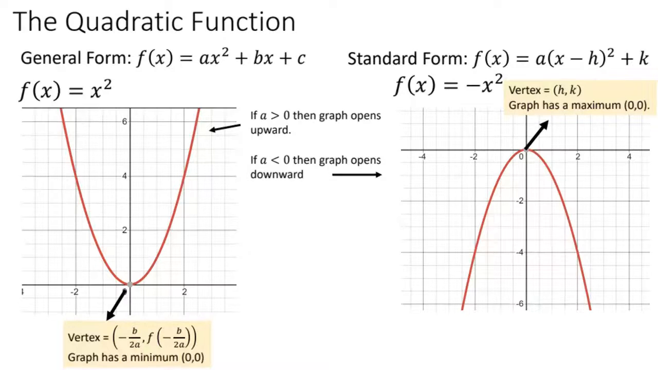Okay, so these parabolas also have some special points that we like to highlight here. The lowest part of our parabola, we call that the vertex. The vertex can actually be found using this formula here, or it can be found by taking it from the standard form.